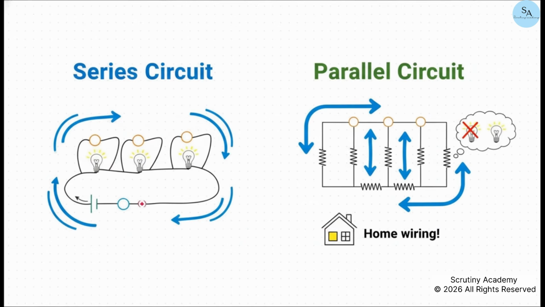And here's what they actually look like. Over on the left, that's series. See, the current has only one way to go, straight through all three bulbs. But on the right, that's parallel. The current gets to the junction and it splits. This is exactly why the lights in your house are wired in parallel. If one bulb blows, the others don't care. They stay on. Makes sense, right?